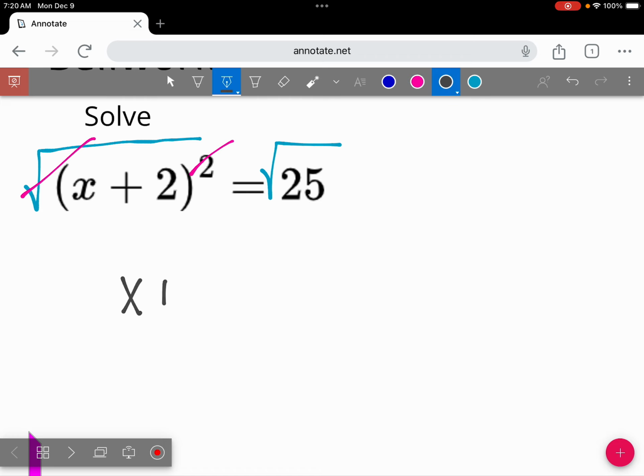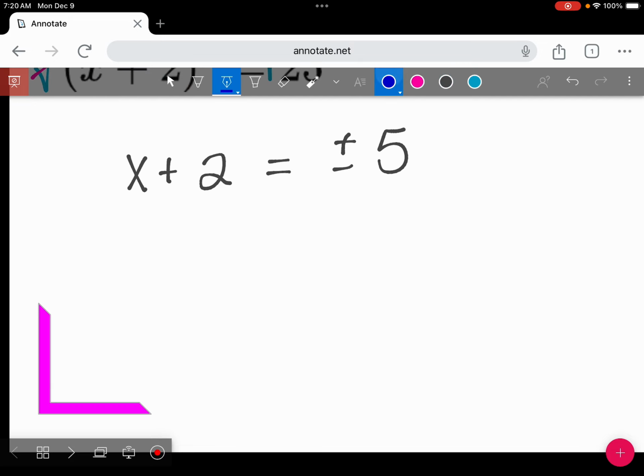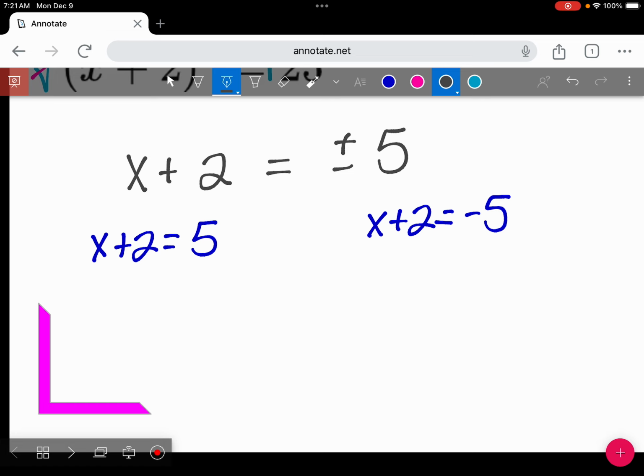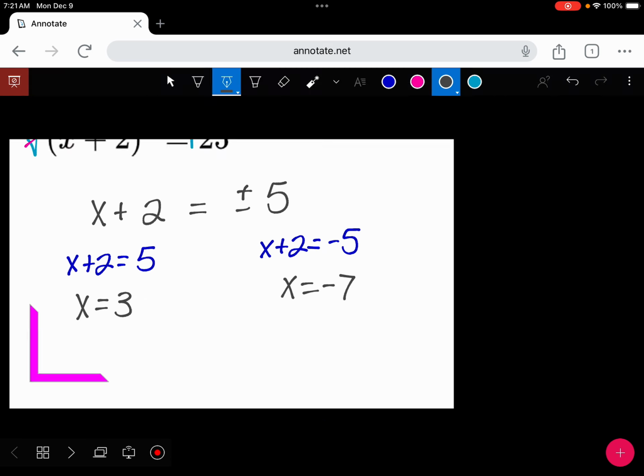So we get our x plus 2 equals plus or minus. Good. We square root both sides, so that means we put our plus or minus 5. Which means when we're finding all of our possible solutions, I need to split this to have a plus and a minus. So we're going to have our x plus 2 equals positive 5, and our x plus 2 equals negative 5. Which means what are our two solutions? 3 and negative 7. We subtract 2 from both sides. We get x equals 3, x equals negative 7.